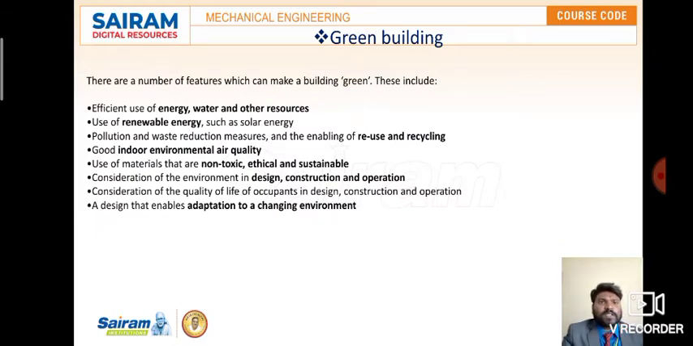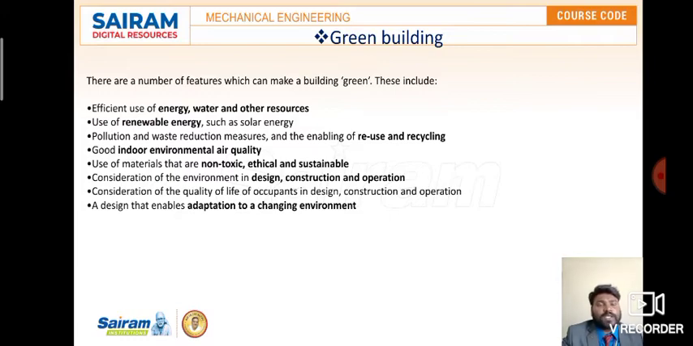Now, coming to this green building, what are the things that it will include? What are the different features which can make a building green? So, what are the different features that we are going to see? The first one is energy resources, right? Efficient use of energy, water, and other resources.